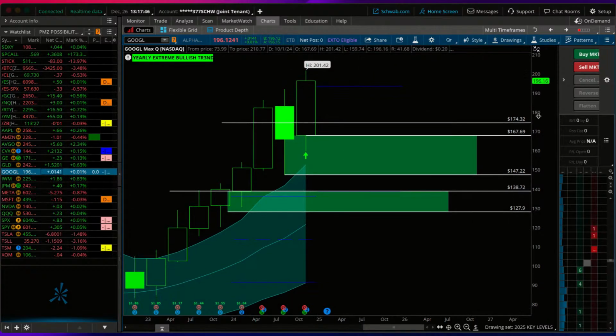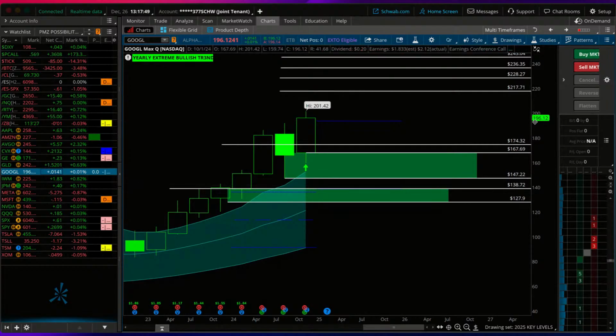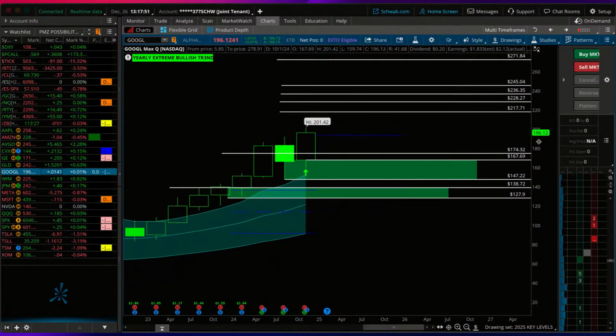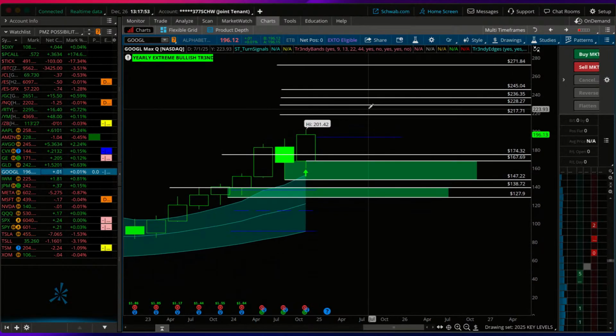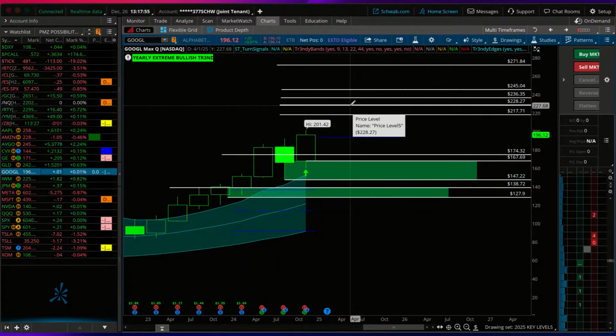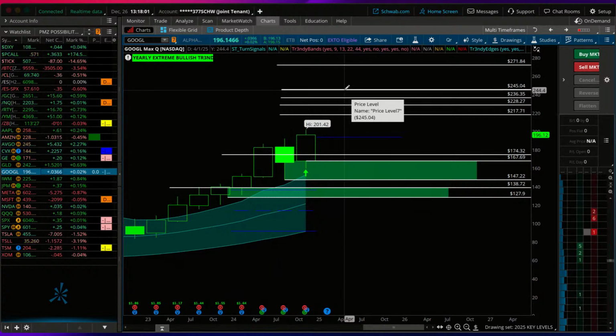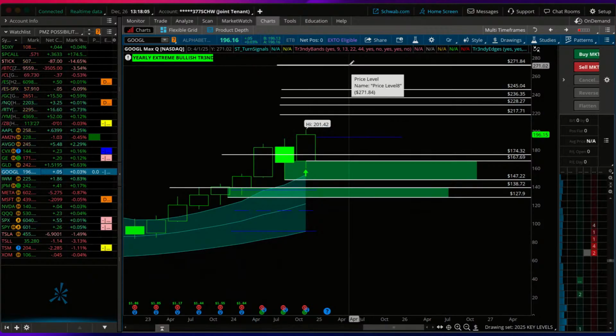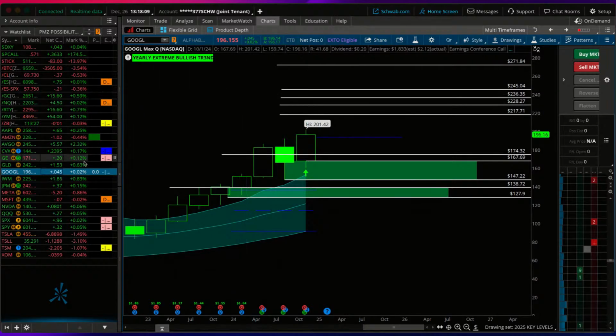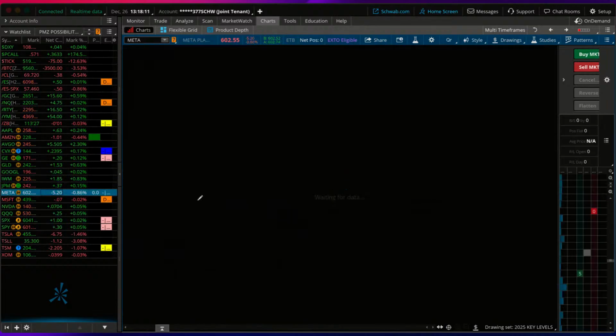As far as some targets to the upside, these are Fibonacci extensions again. 217.71, 228.27, 236.35, and the ultimate target in 2025 is 245 by 271.84. Next up, we're going to take a look at Meta.